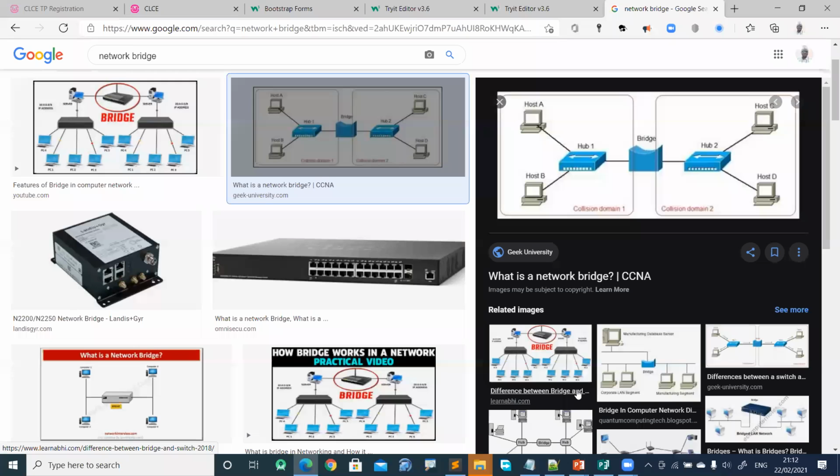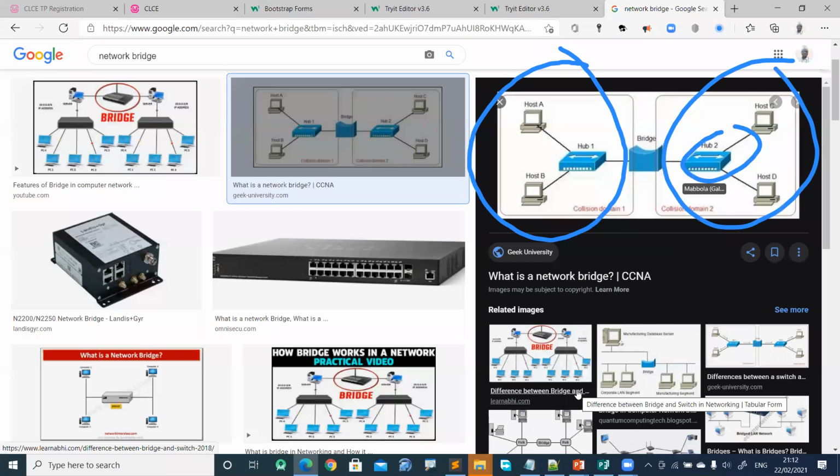There is a local area network, and another local area network. Now a switch here, and another switch. So you want to connect these two. You want to bridge them. You want to bring them together.